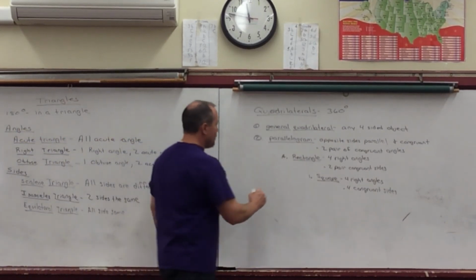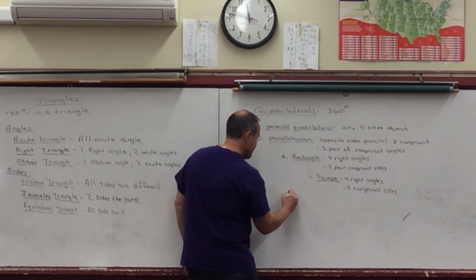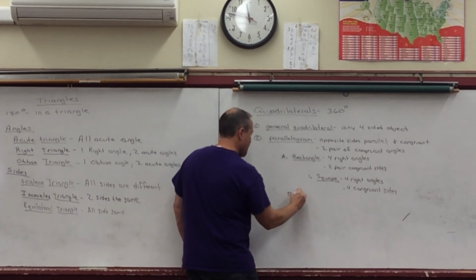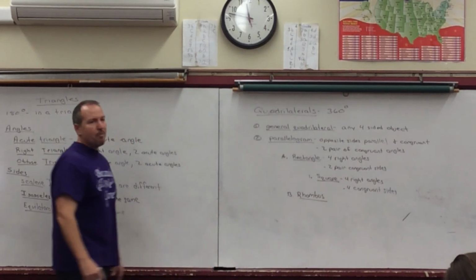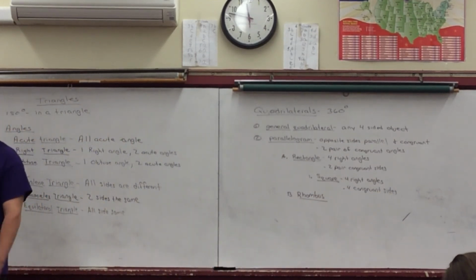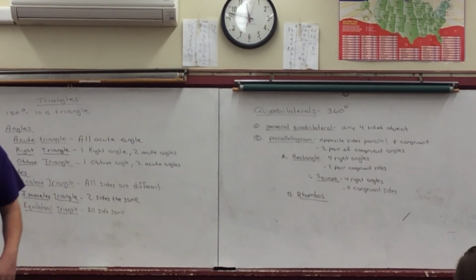Next, I'm going to put letter B, and this is a rhombus. This is my favorite math term of all time. I love the term rhombus. I love it so much that had any of my children been boys, I was trying to convince my wife that we would name the boy Rhombus. I love the term rhombus.